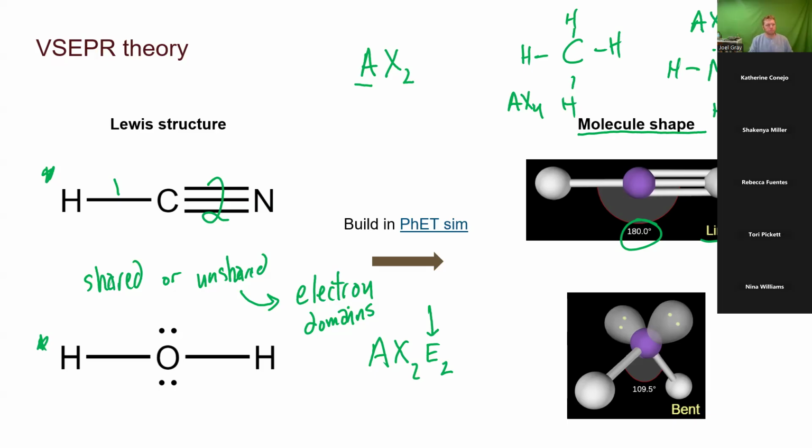AX3E1. And you might see this written as, rather than E1, just written as E, because, well, if there is no E present, that means there are no lone pairs of electrons. If there is an E present and it has no number, that just indicates that there is one lone pair of electrons.